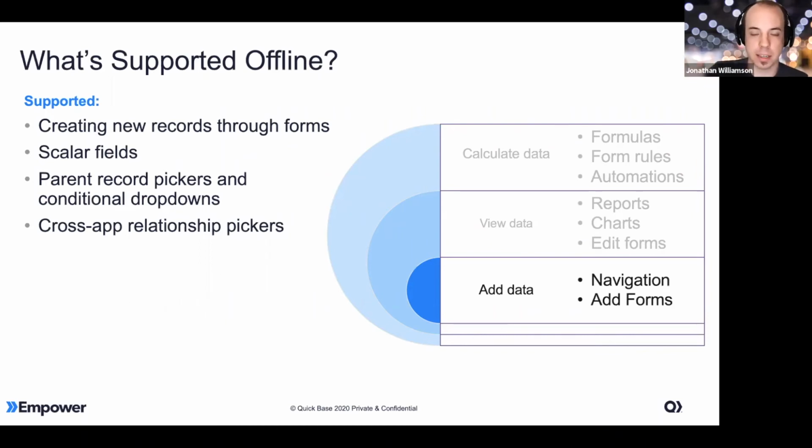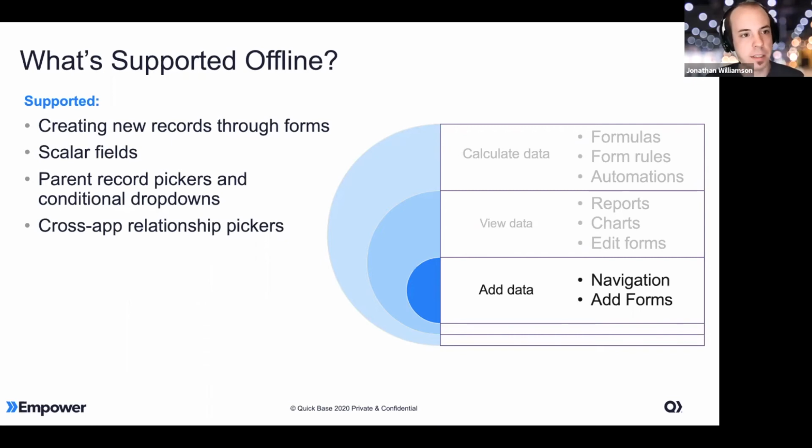So you'll see my illustration on the right side in 3 different tiers. We're starting with this central chunk, add data, which allows you to navigate around the app and use add forms. And then the next piece will be viewing data, for example, reports, charts, and edit forms. And the third ring will be calculating data with formulas, form rules, and other automations.